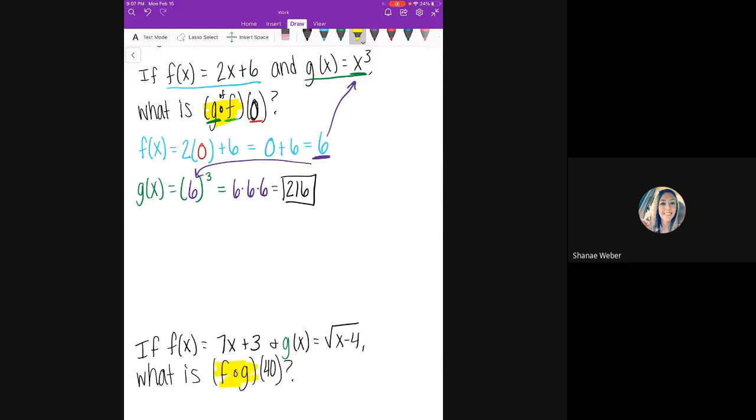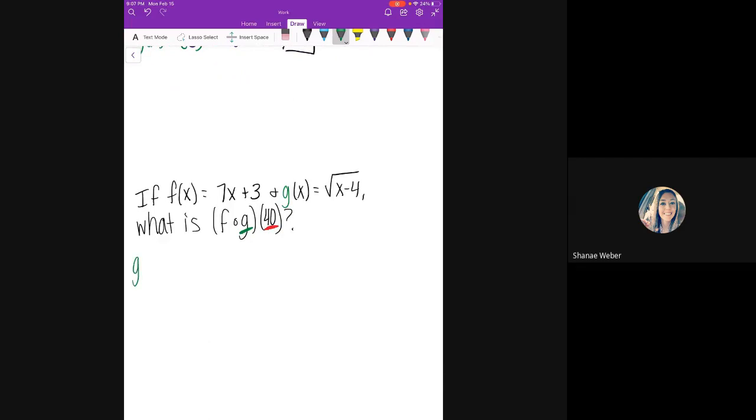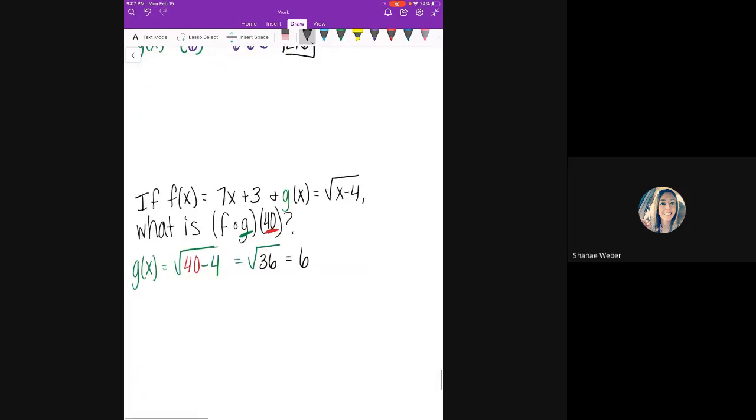So that means we are going to plug in this 40 into our g function first because it's closest to that 40. Okay, so my g of x equals the square root of x minus 4. And in this case, my x is 40. Well, 40 minus 4 is 36. And the square root of 36 is 6. Oh, that's funny. It's the same new x value. So that's my new x.